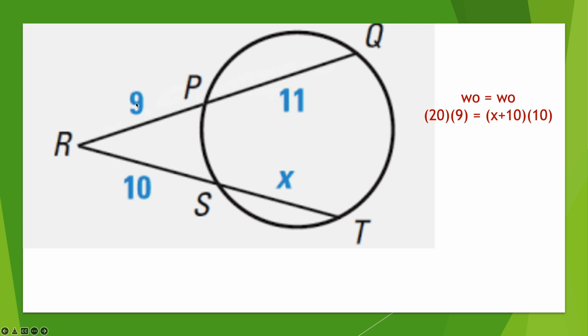Times the outside piece, 9, equals the whole piece, which is x plus 10, times the outside piece, which is 10. So 180 equals, distributing the 10, 10x plus 100. Subtracting 100, I get 80 is 10x. Dividing by 10, x is 8. So that's whole times outside equals whole times outside when applied to two secants like RQ and RT.